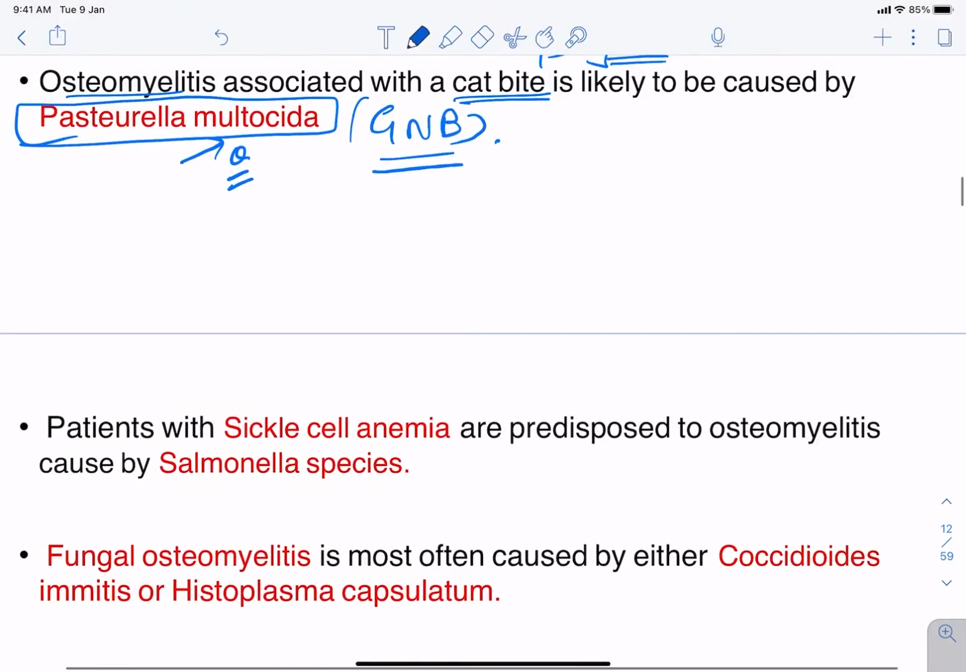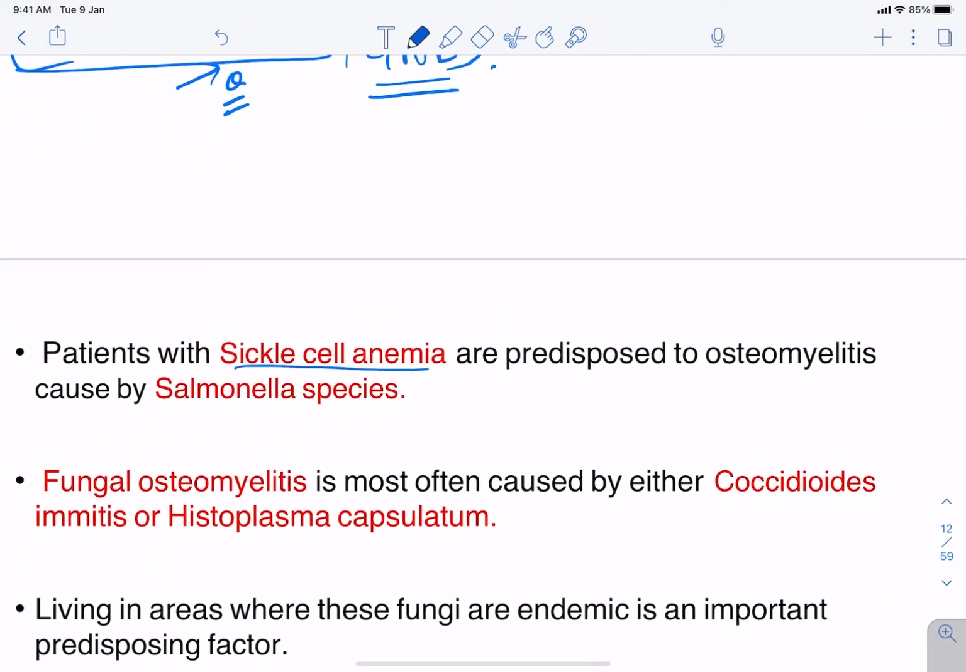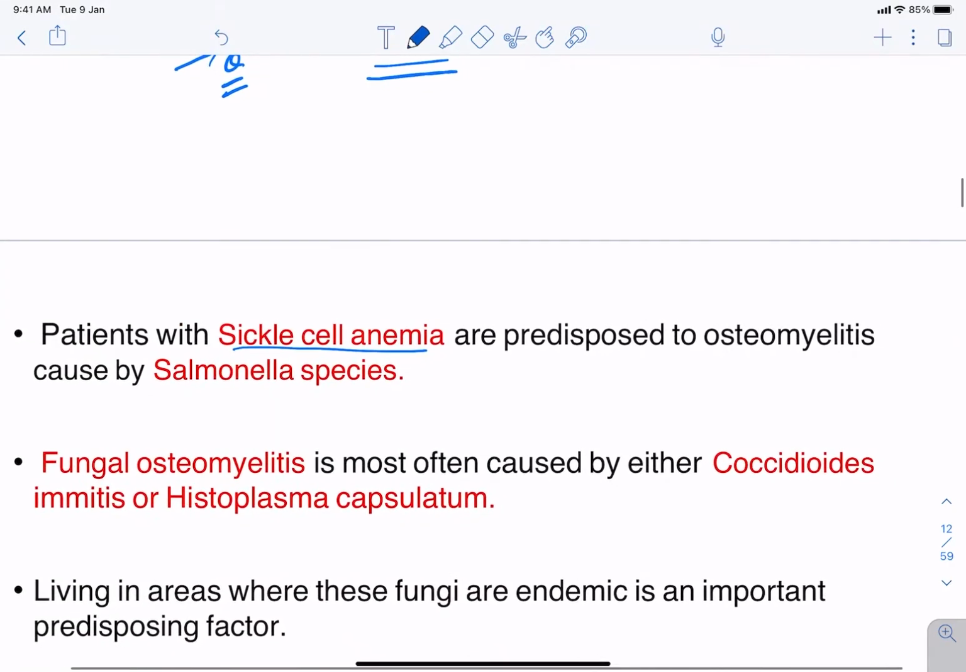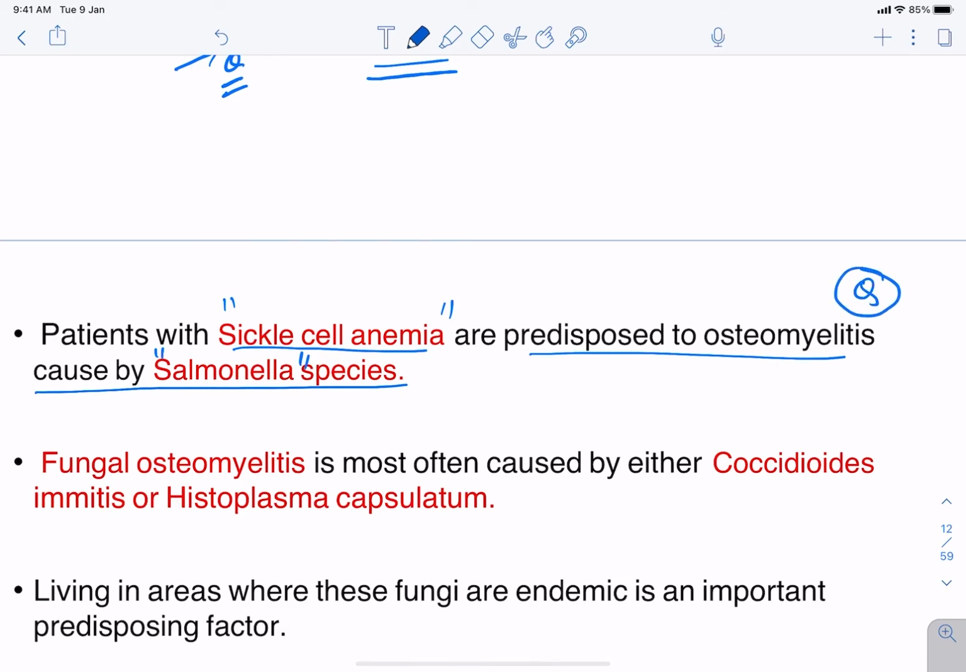Now, another favorite question. The patients with sickle cell anemia are predisposed to osteomyelitis caused by what? Salmonella species. So this you already know, it's an infection which is post typhoid also, and the Salmonella species like typhi are involved, particularly in these sickle cell anemic patients. Osteomyelitis. A definite question of INCT exam.